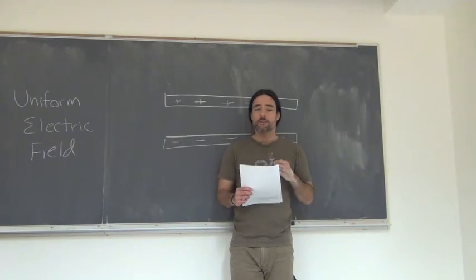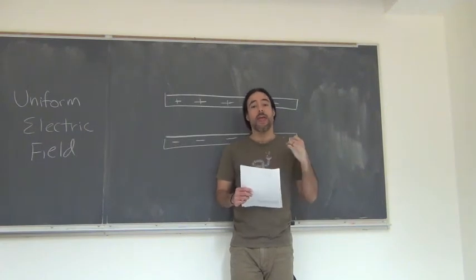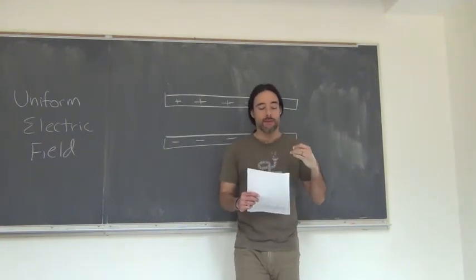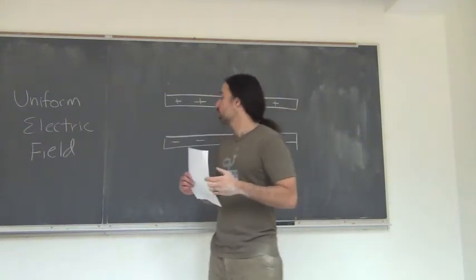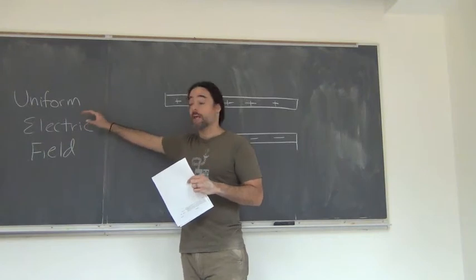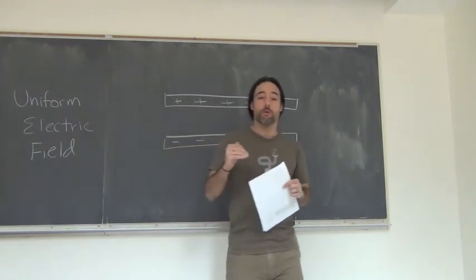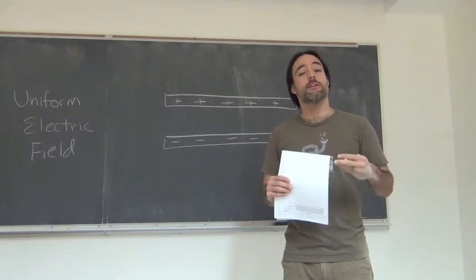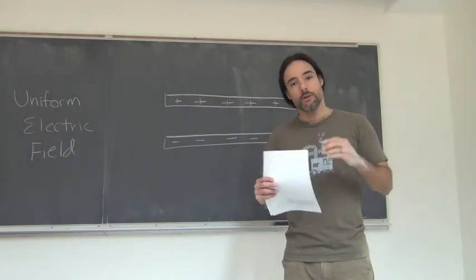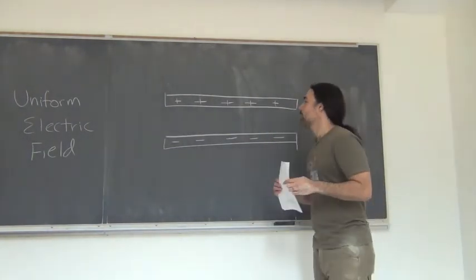Charges can be arranged in many different ways. And we're going to consider a fairly common arrangement of charges today. It's charges that are arranged in such a way that they generate a uniform electric field, or at least approximately generate a uniform electric field. So here's kind of an example of that.